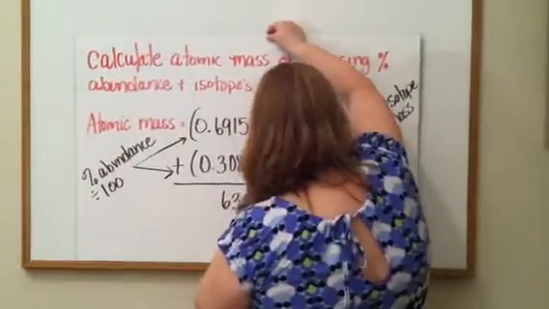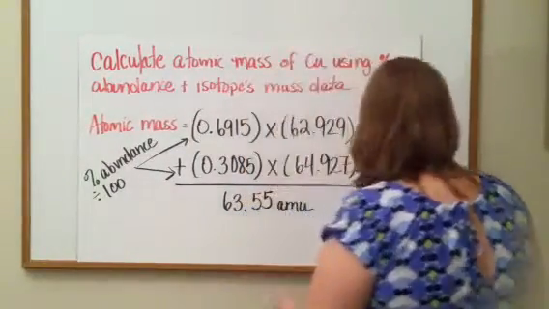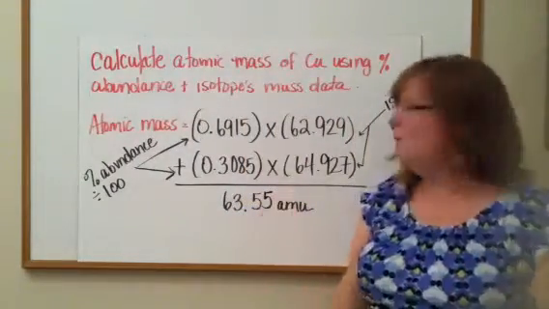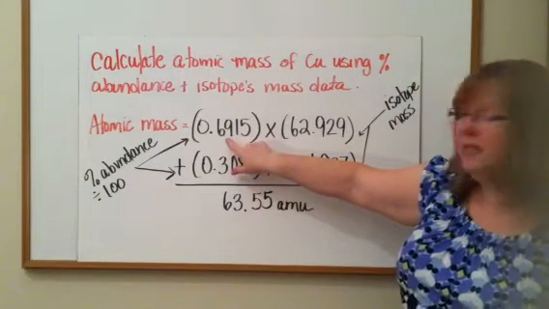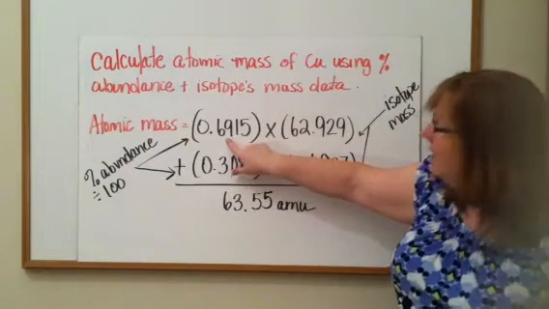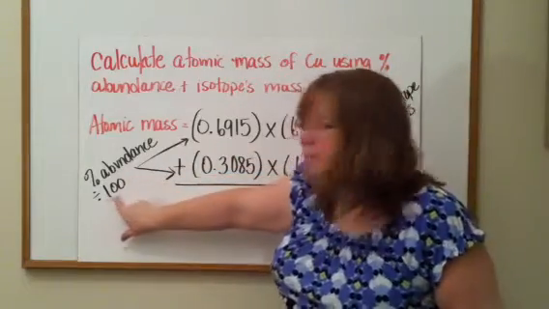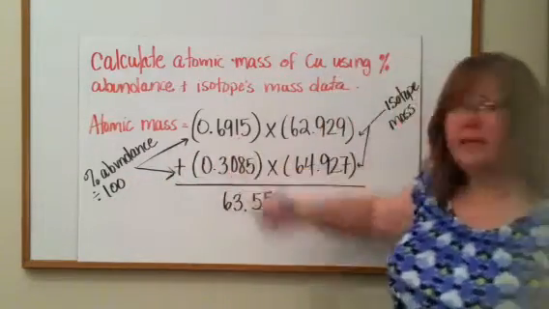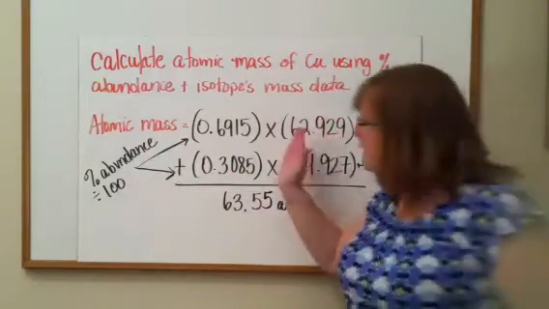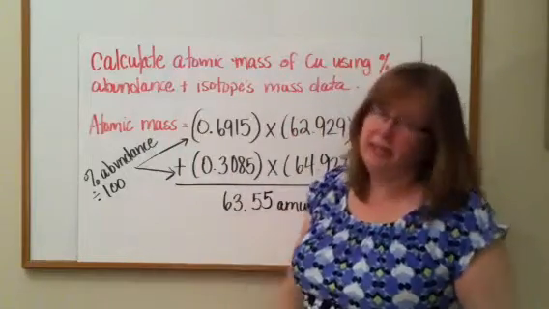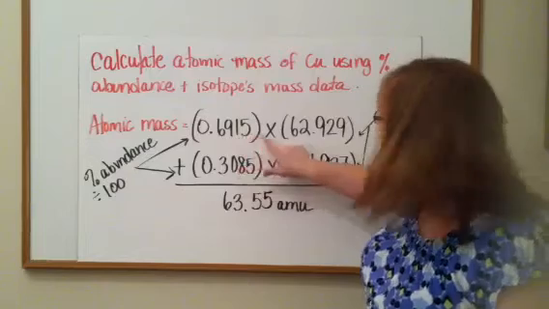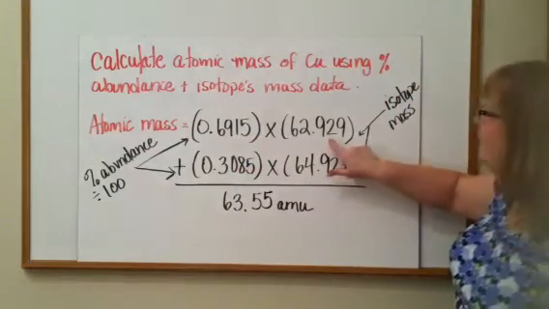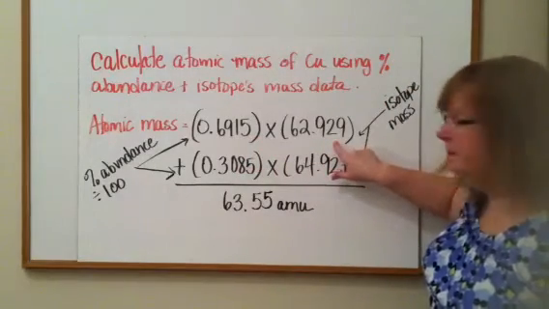Now, our percent abundance, we're going to have to change a little bit. We're going to put that percentage into decimal form. So remember, it was 69.15% copper 63. We take that percent and divide it by 100, and that'll give us the decimal form. You'll move the decimal to the left too. You really don't need a calculator to do that. You take the percent abundance and you multiply it by that isotope's mass.